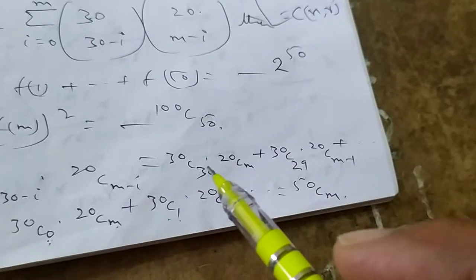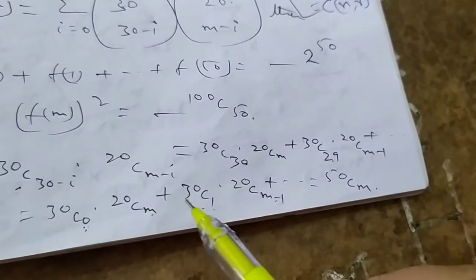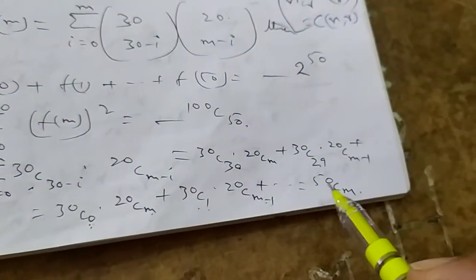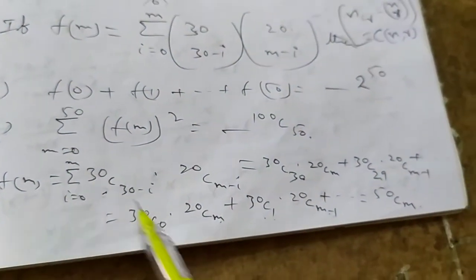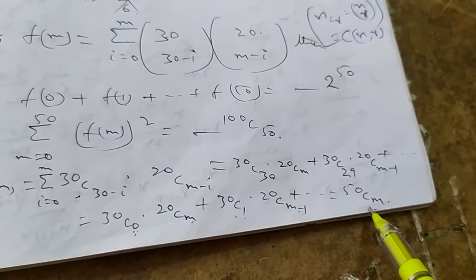So from Vandermonde's theorem, the formula for this is m plus n C r. So 30 plus 20, 50 C m. So indirectly f of m is equal to 50 C m. Now we require f of 0. f of m is 50 C m. Therefore f of 0 is 50 C0.